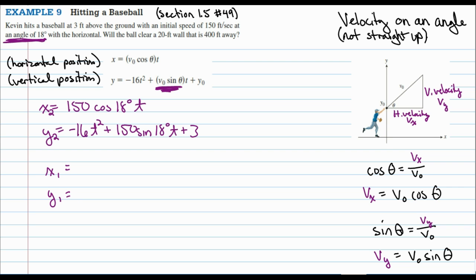Now, the wall is 400 feet out, so that is a horizontal position. The wall will always be 400 feet away from the y-axis. As far as the wall's height, that's going to be 20 feet.